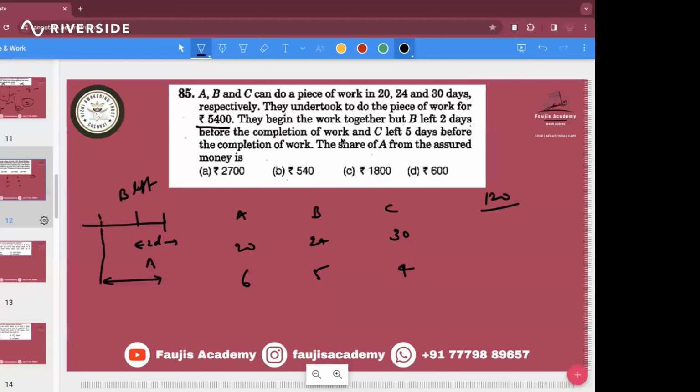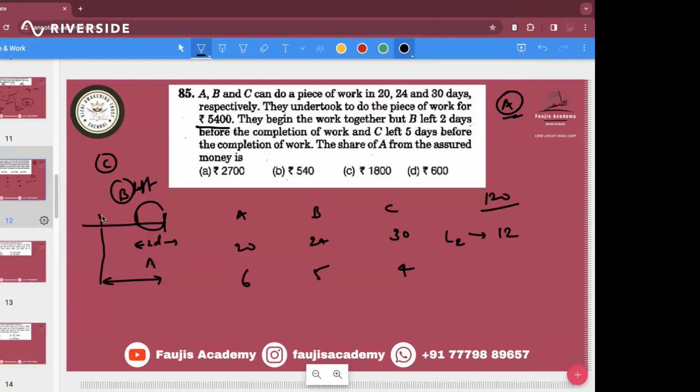Okay. Before the completion, the share of A from the assured money. In the last 2 days, B was gone and C was also gone. A was working all alone, right? In the last 2 days, that means 12 units of work were done. Okay, thank you so much, Harita. Option A, she says. Let's check it out.